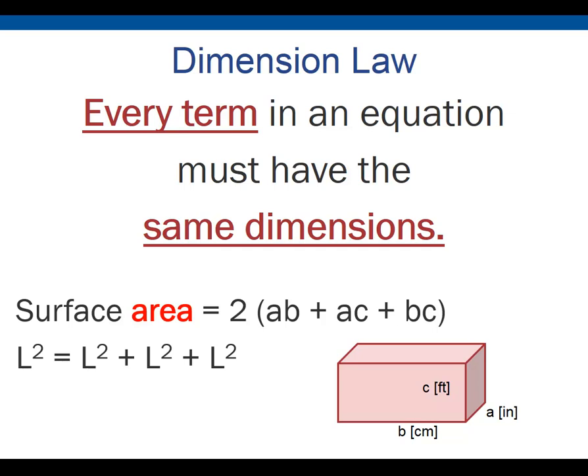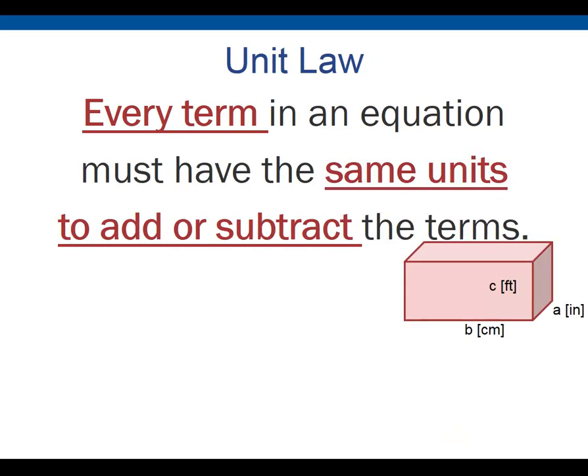A, B, and C are all length dimensions, right? So AB is L squared, length squared, plus AC is also length squared, BC is also L squared. So the result should be L squared, the area. It makes sense. How about unit law?